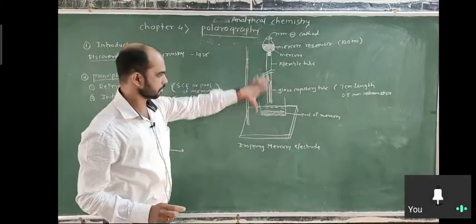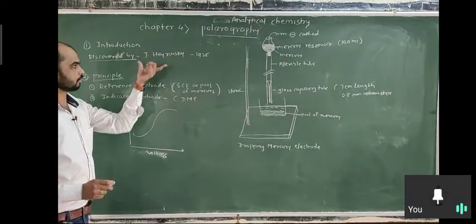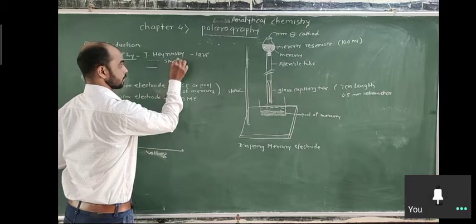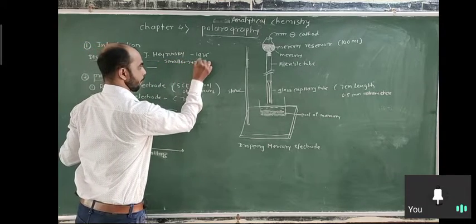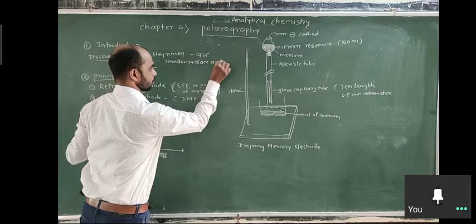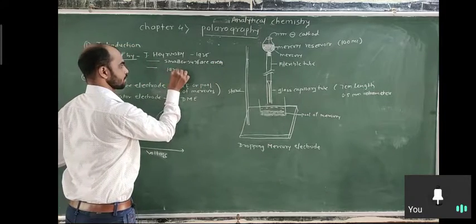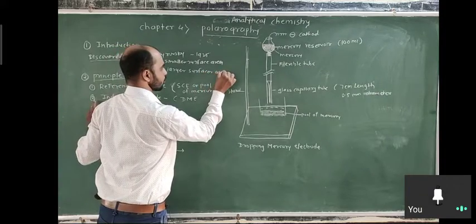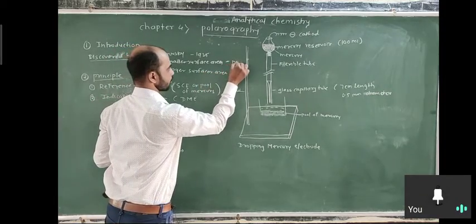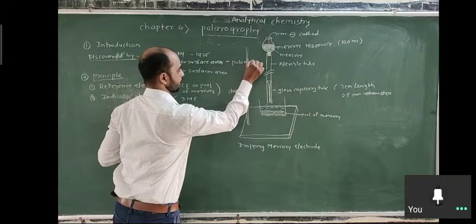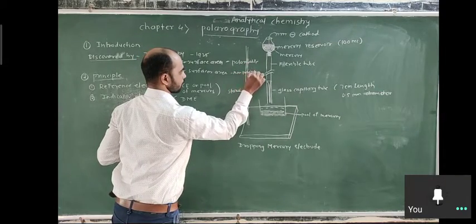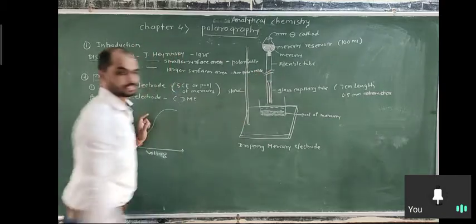There are two electrodes, one with smaller surface area and the other with larger surface area. The smaller surface area electrode is polarizable and the other is non-polarizable. So it is just the introduction.